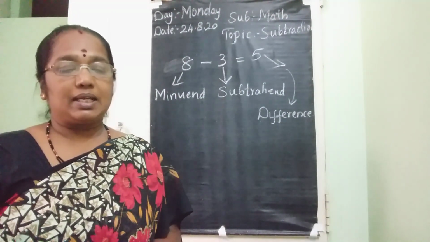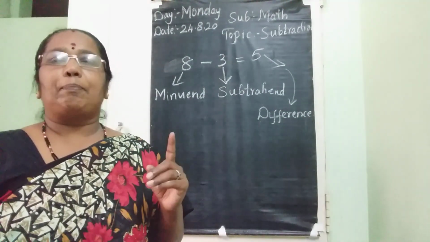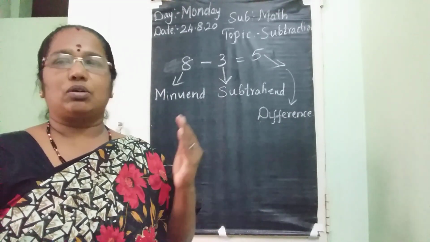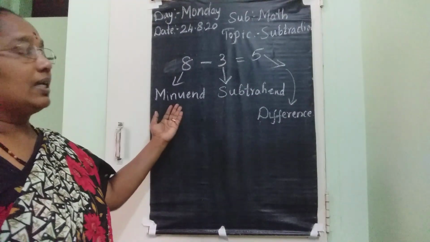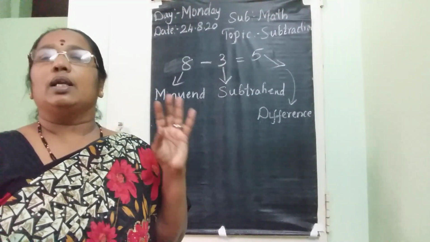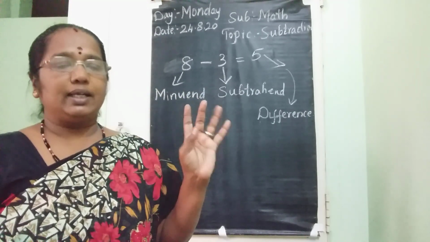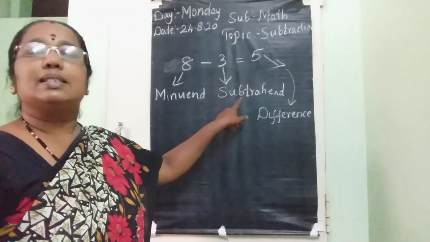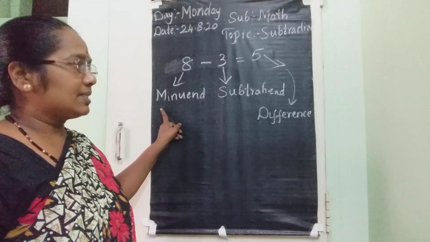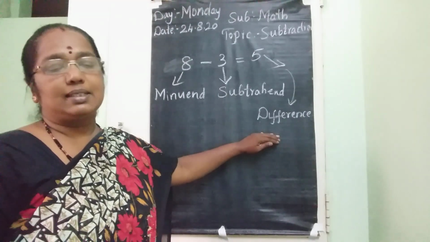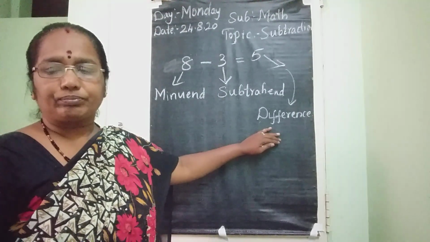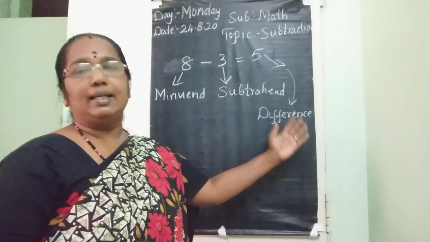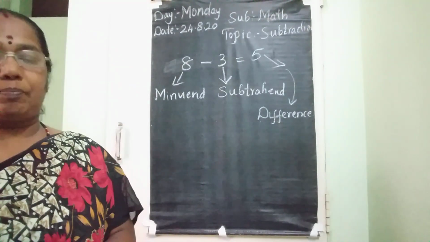So first, again I am telling you. What is subtraction? Subtraction is taking things from a group. Then what are the terms in subtraction? Minuend, subtrahend, difference. Minuend is the total number. Subtrahend is the number that has to be minus. And the result is difference. In this, we have seen minuend, subtrahend and difference. These are the 3 terms in subtraction.